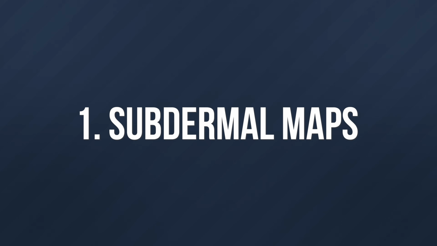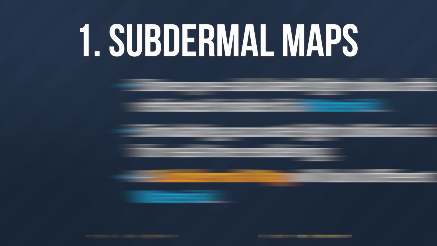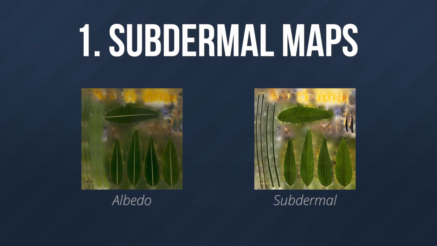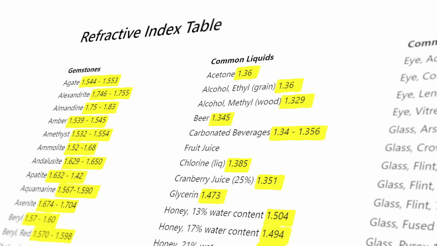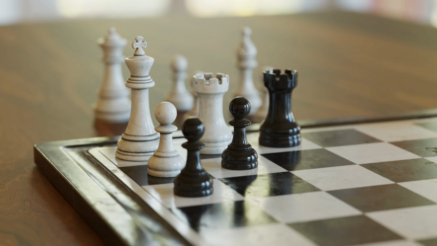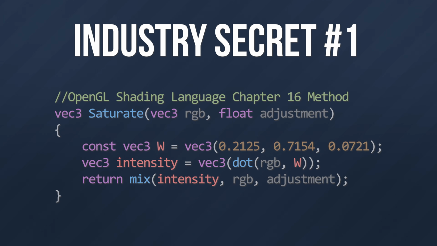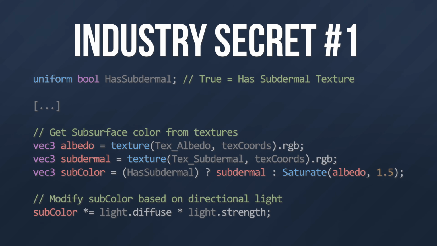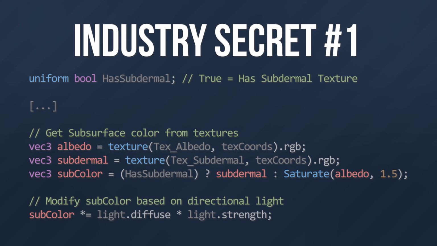Let's start with subdermal maps. Instead of simulating the energy loss from light colliding with atoms, a subdermal map stores the color of white light after it's been refracted and escapes. Since each material has different density and properties, light reacts differently each time. So, accurately generating these textures requires quite a bit of artistic finesse. Or you can cheat by simply increasing the saturation of the albedo map inside the fragment shader. After sampling the subdermal map inside the shader, you just need to multiply it by the color of the incoming light and its strength factor.